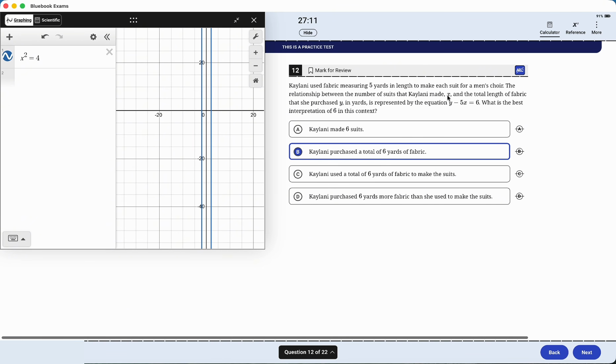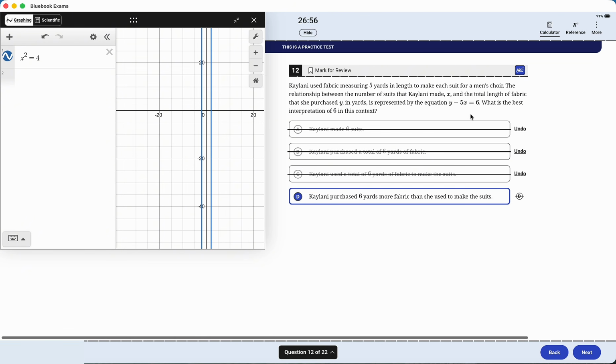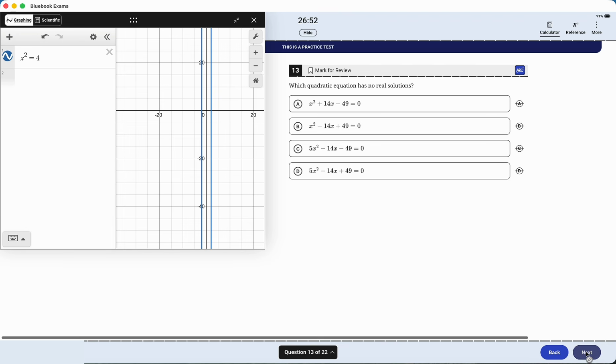And then furthermore, it tells you X is the number of suits she made, right? So we don't know it's 6 suits because X is the number of suits. And then Y was the number that was purchased, so it's not that either. And like we said, this one doesn't really make sense. So it's the amount that's left over. You can think about it as purchased minus used equals leftover for the 6.